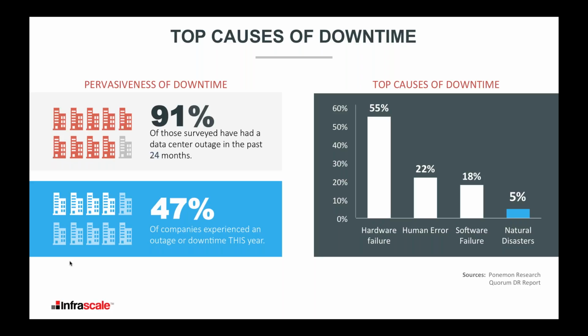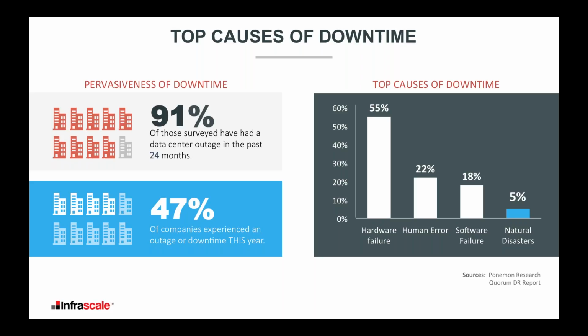Natural disasters, just 5% there, but still, when we talk about disaster recovery, it's how to recover from any type of outage. Now, take a look at the left, the pervasiveness of downtime. 91% of those from this survey, you can see the source here in the bottom right, had experienced a data center outage in the past 24 months. Now, in the last 12 months, 47% of companies experienced an outage.